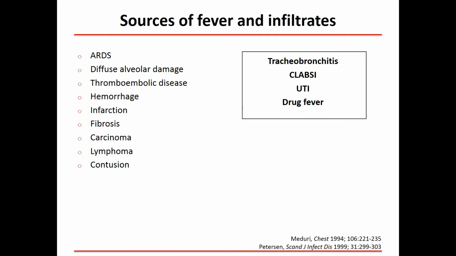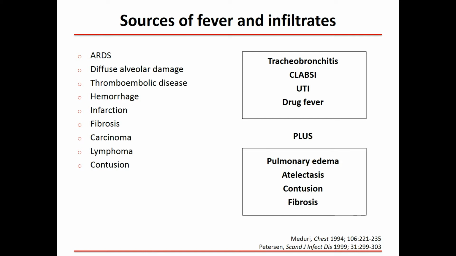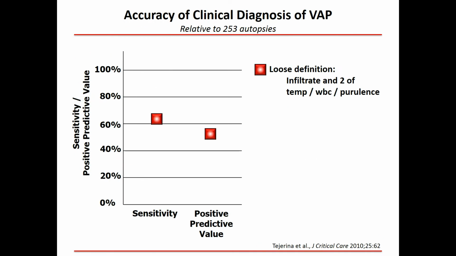None of those things unto themselves would look to us like a pneumonia, but what if that same patient at the same time had an abnormal chest x-ray because of pulmonary edema or atelectasis or contusion or fibrosis? Collectively, it might look like that patient has a pneumonia. It will not surprise you then that if you look at clinical series assessing the accuracy of clinical diagnosis for VAP, we're not so good.